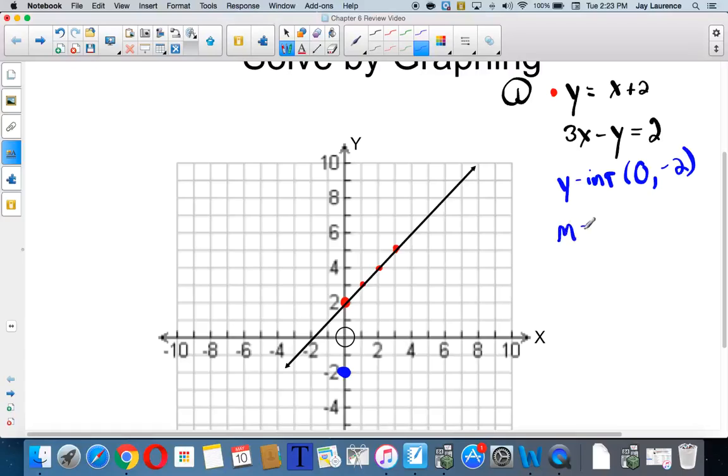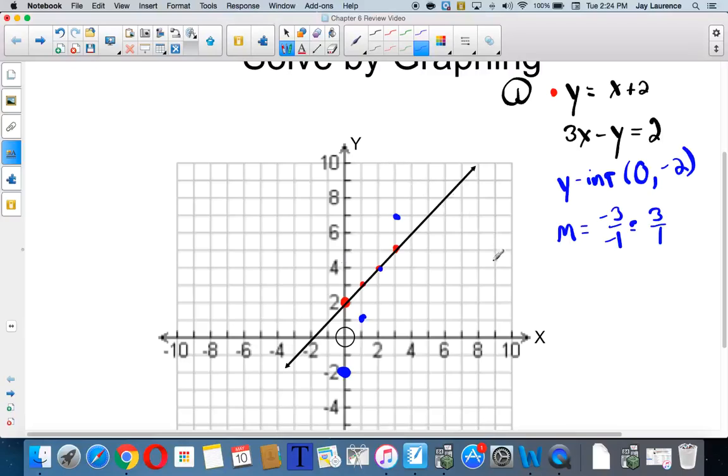I'm not going to go looking for the x-intercept. Instead, I'm going to use the slope, because I think it'll be easier, and I'm going to do the negative of a over b, or better yet, 3 over 1. So I'm going to rise 1, 2, 3, and run 1. And look at that. I found out where they cross.